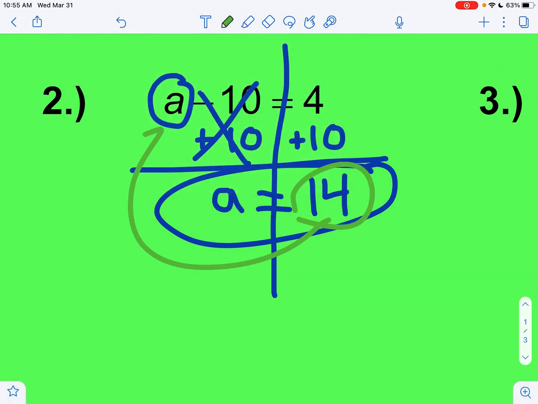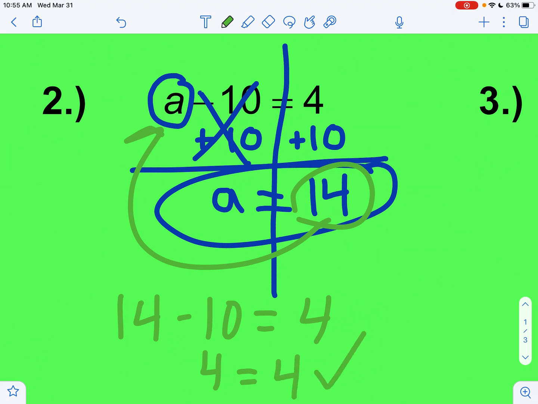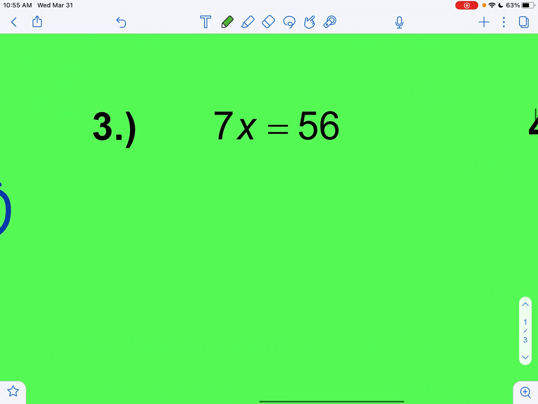We're going to plug 14 in for a. So we're taking 14 minus 10. Does that equal 4? 14 minus 10 is 4. So we are correct. Moving on to number 3.